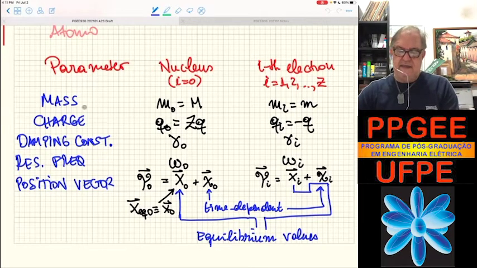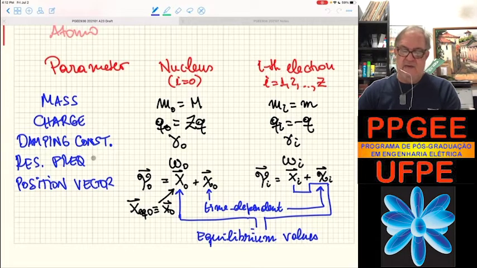For the nucleus, the mass, let's label i equals 0. M0 is capital M. For electrons, i goes from 1 to Z, Mi equals m. The charge of the nucleus is Z times the charge of the proton, and the charge of the electron is minus q. Damping constants, we are going to label gamma 0 for the nucleus, gamma i for the electrons, i goes from 1 to Z, right? Resonance frequency omega 0 and omega i.